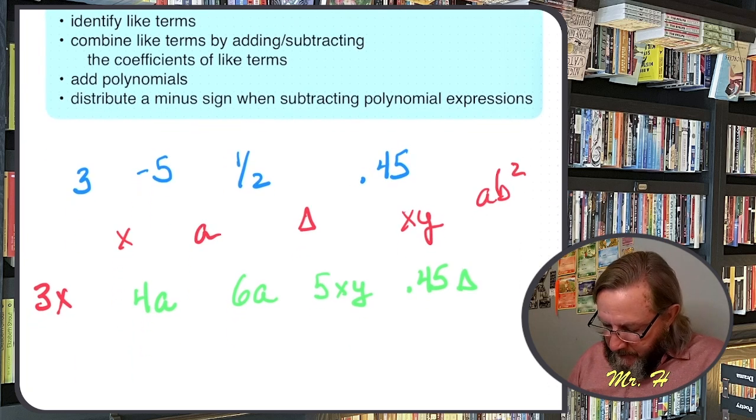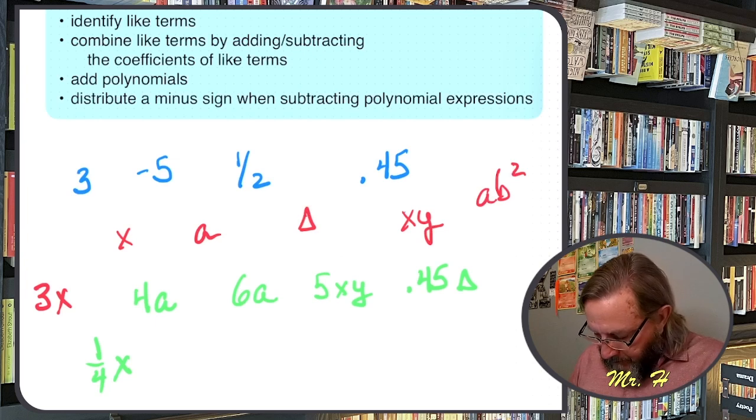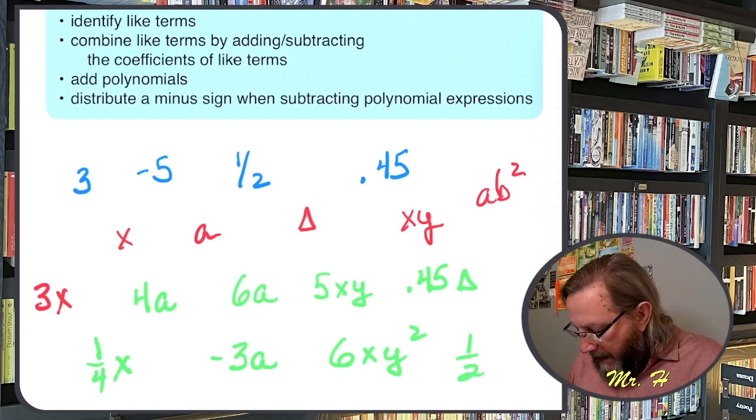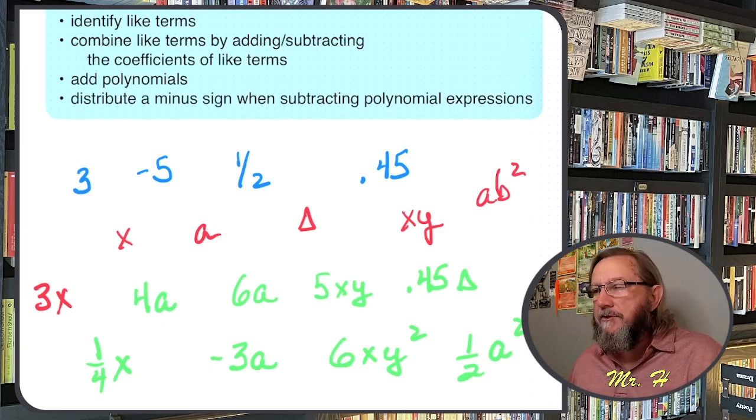Now, I can also add to that, and I could say you could have 1/4 x. You could have negative 3a. You could have 6xy squared. And we could also have 1/2 a squared. Okay, let's do that one.